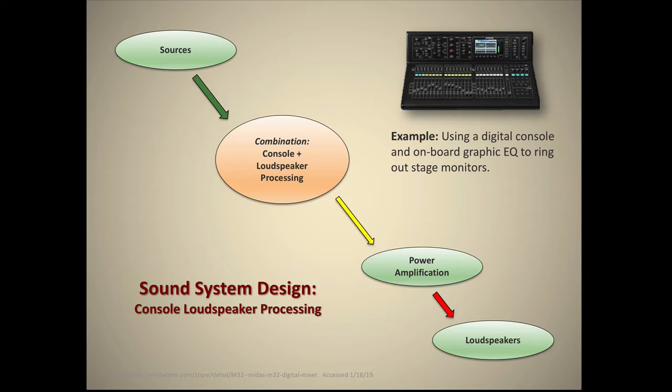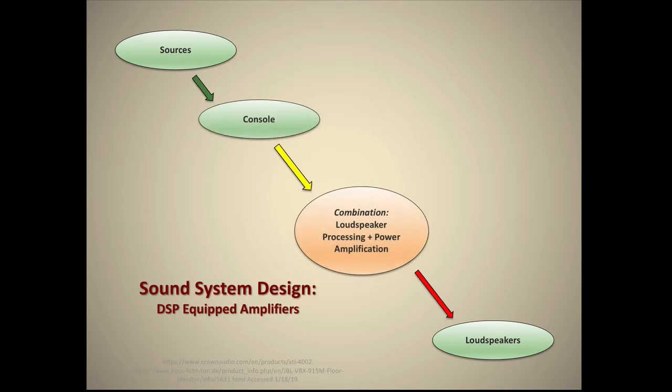In the old days, in the analog days, you'd have a rack of graphic EQs off to the side. And in that situation, you have a separate loudspeaker processor. But in the modern realm, you're going to use your digital EQ on the console itself to deal with feedback. And so the loudspeaker processing and the console are combined together. Another common combination is to put the loudspeaker processing in the power amp itself.